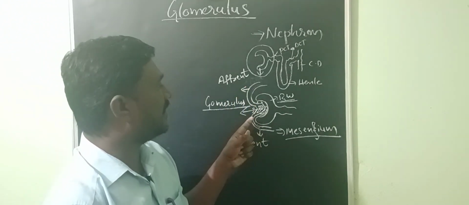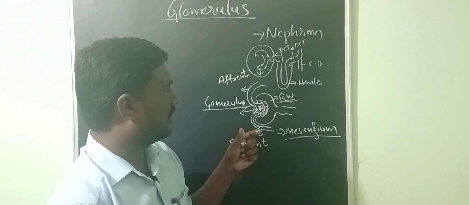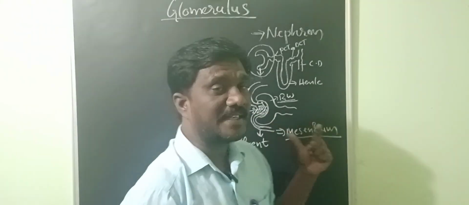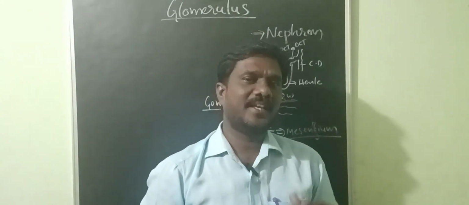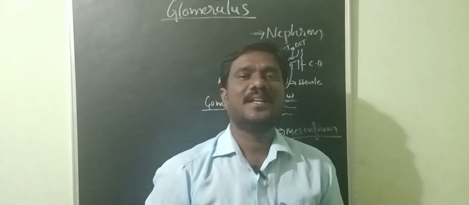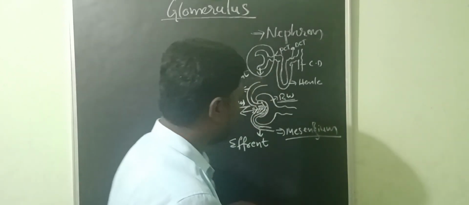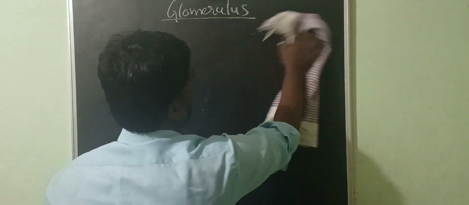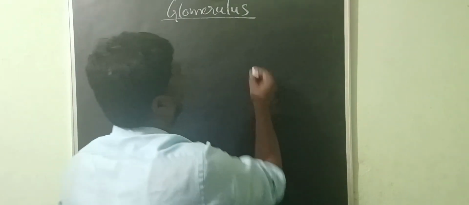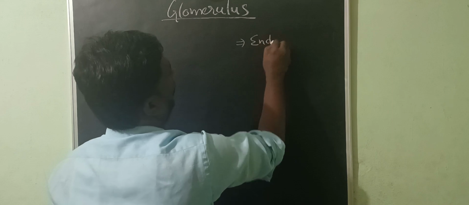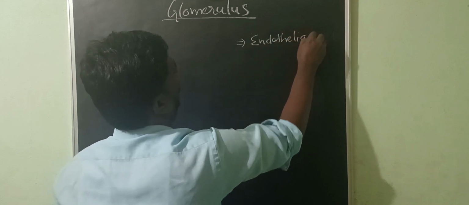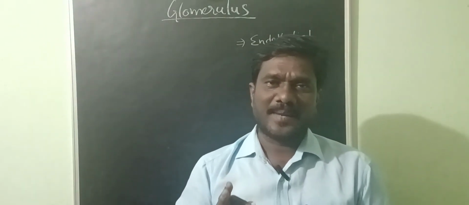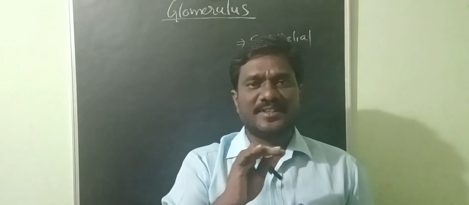Now, how does it work? What are the units that participate in blood filtration? Here three layers participate in blood filtration. The first one is the endothelial cells of blood capillaries. A blood capillary is made with endothelial cells.